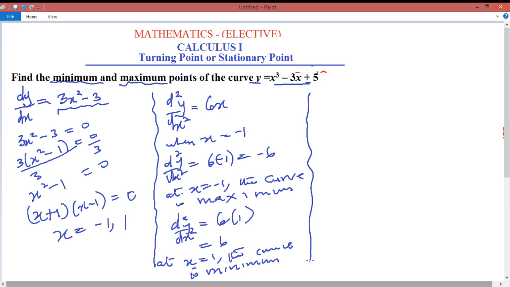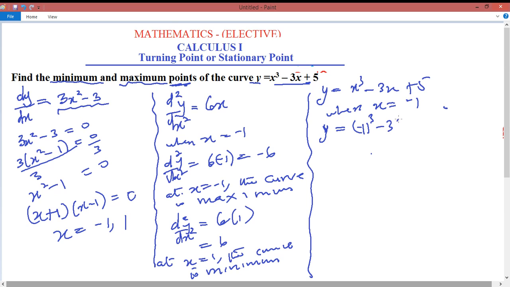Okay. Then we find it because they are looking for points. Look at it, they are looking for points, so we must leave our answer in the coordinate system. So we have to go and find the y coordinate by using the equation y is equal to x cubed minus 3x plus 5. When x is equal to negative 1, we shall have y equal to negative 1 cubed minus 3 times negative 1 plus 5. This becomes negative 1 plus 3 plus 5. When we sum all of them, what are we getting?